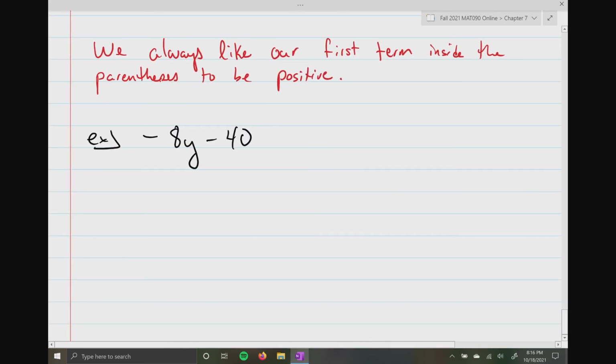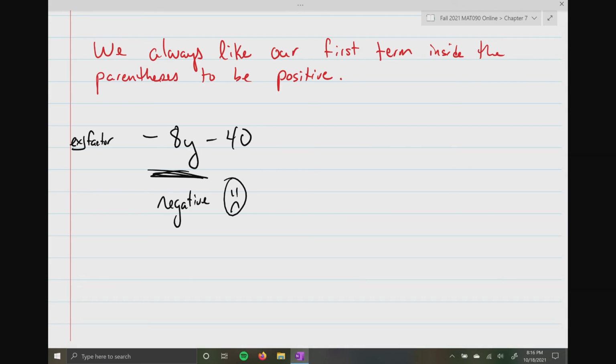Notice that we're going to factor, let me write out the directions. I do have a bad problem with writing out directions. All right, so we're going to factor negative 8y minus 40. Okay? Now, if you can see this very first term, it's negative. We don't like that. So what we're going to do is we're going to factor out not only a GCF, but we're also going to make that GCF negative.